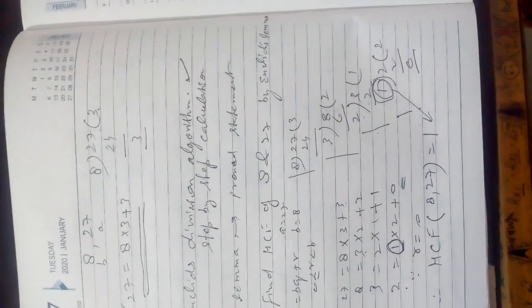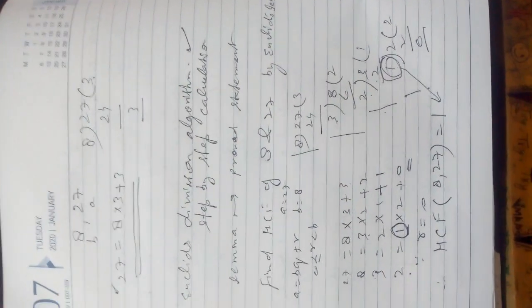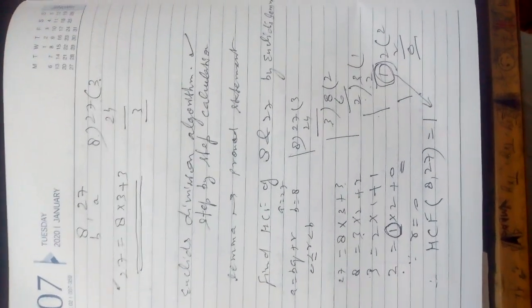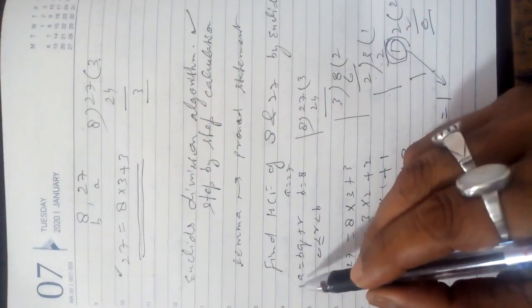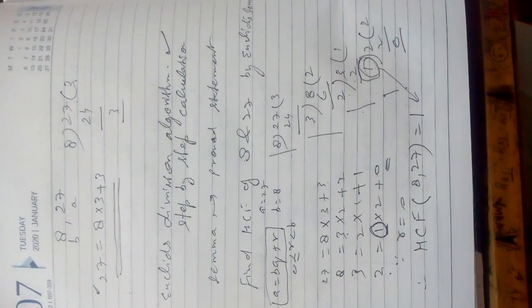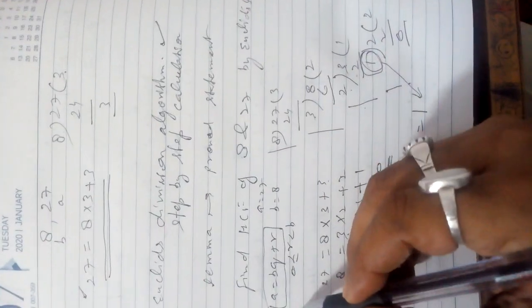Euclid's division lemma tells you that when two positive integers a and b, where a is greater than b, there are two unique integers q and r, then a is always equal to bq plus r. It is your Euclid's division lemma, and this is very important: the full statement. In examinations you will get a question based on the lemma statement: write the Euclid's division lemma.